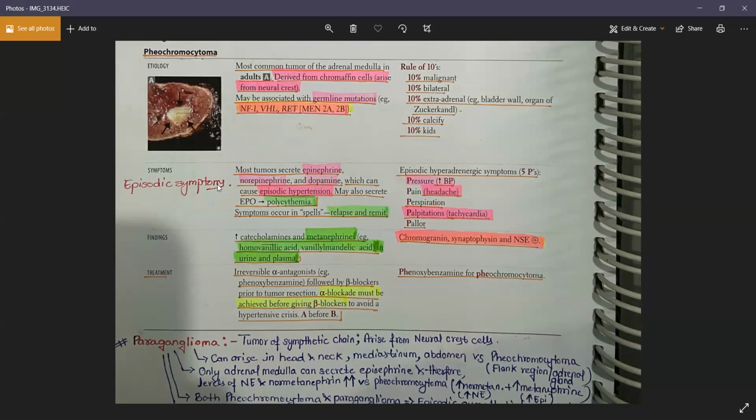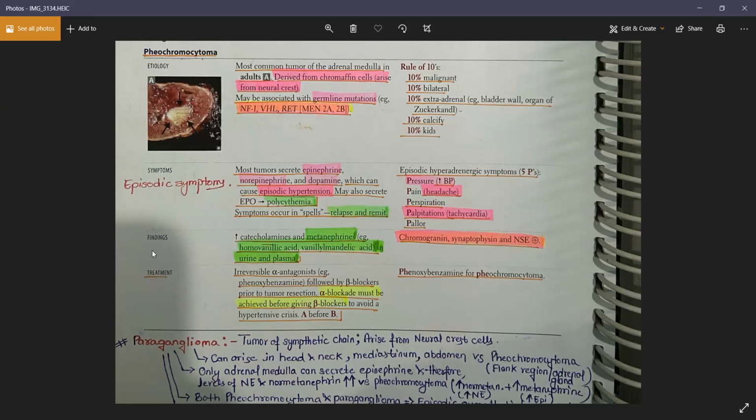Step 1 will give you a patient with a pheochromocytoma and ask what could be the presenting complaint of this patient. For the hypertension, they will give you 2-3 options: continuous, no hypertension, or the episodic one. So you need to choose the episodic one.